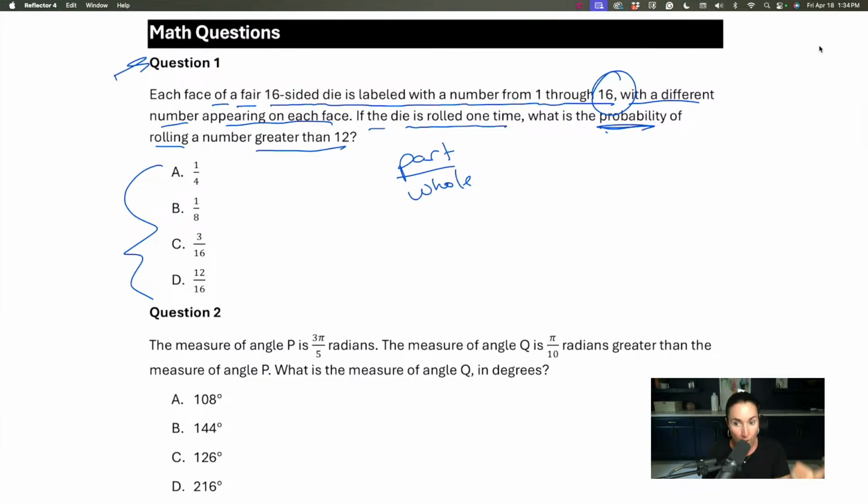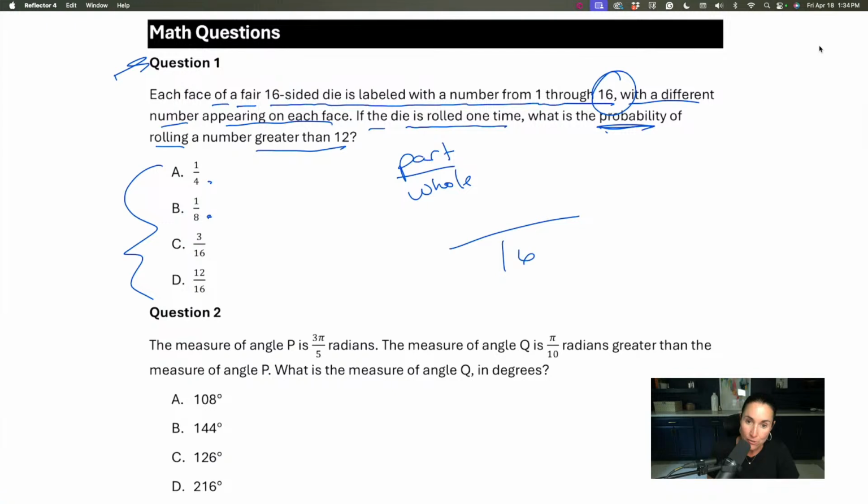16, right? I can either do a 1, a 2, a 3, a 4, all the way to 16. Okay. So on the bottom, I'm going to have 16. Now, you might be tempted to eliminate here, but 4 and 8 are factors of 16.